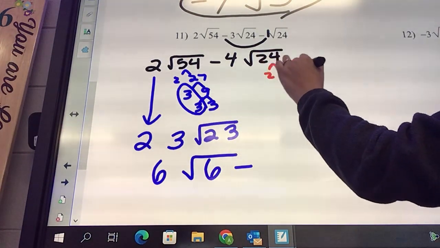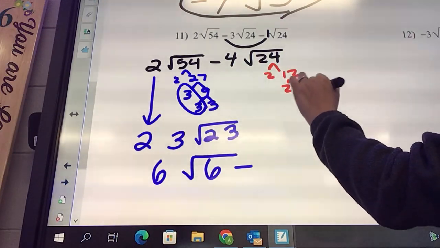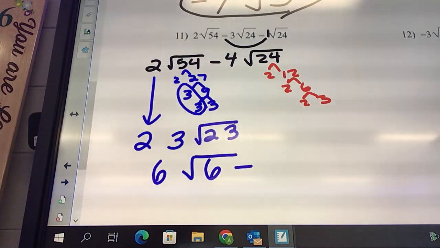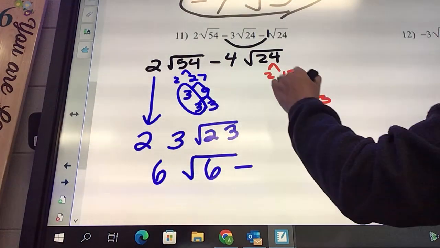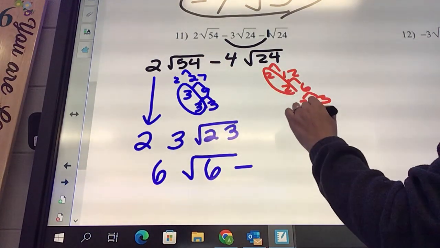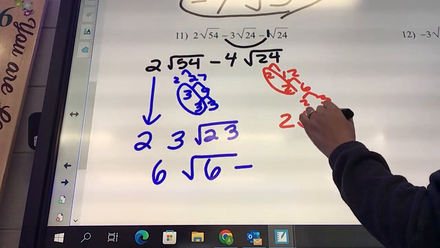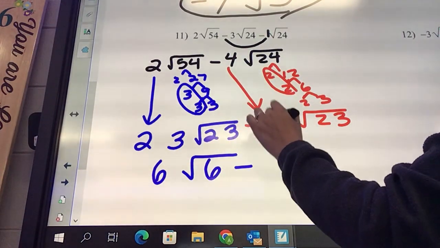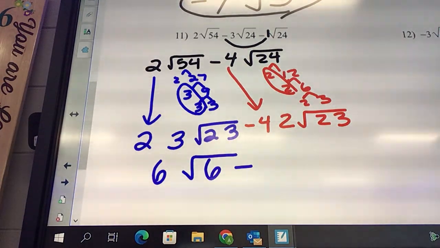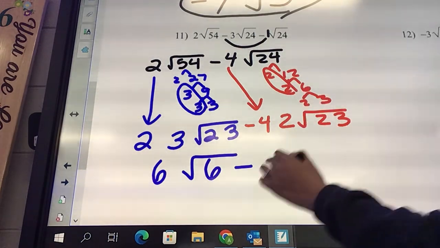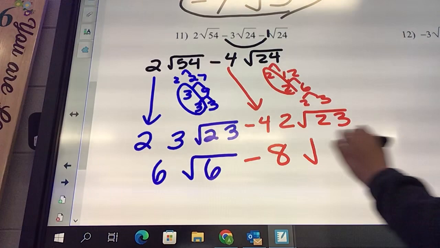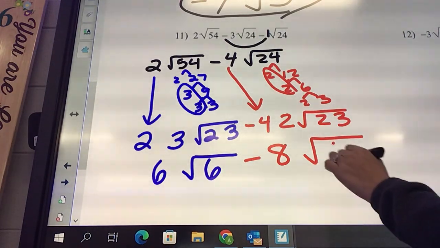24, I got 2 and 12, 2 and 6, 2 and 3. Okay, so who can go? One set of 2, and then a 2 and a 3 can. Okay, so you're going to get 2, and then a 2 and a 3, and then you still have this negative 4 here. So what is my number on the outside going to be? 8. Yep, so minus 8, inside 6.